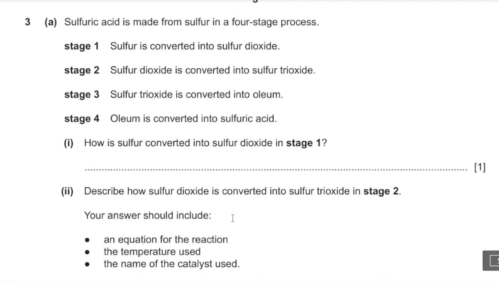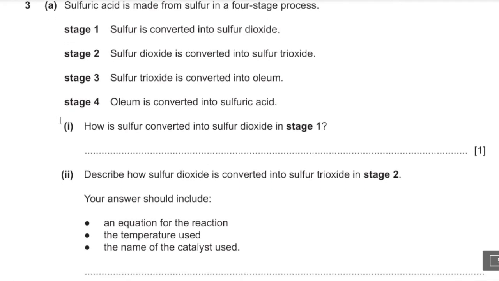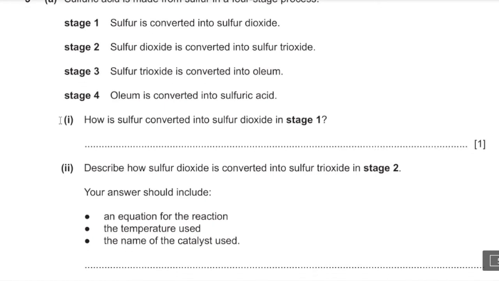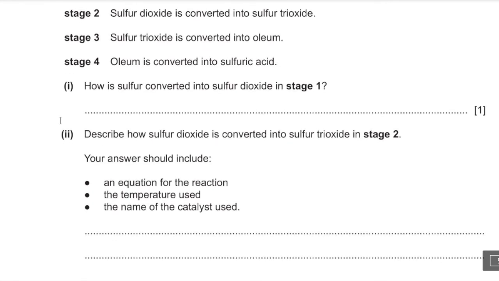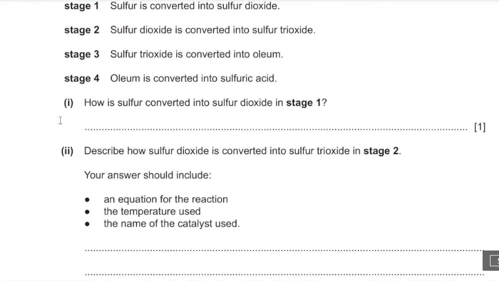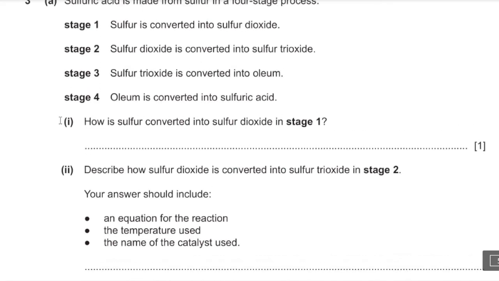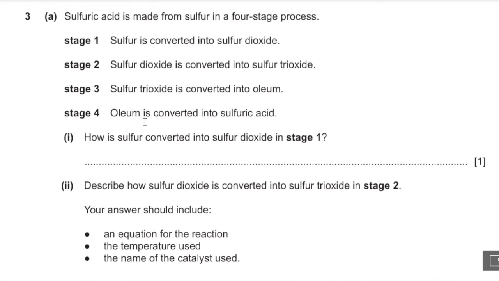Three A. Sulfuric acid is made from sulfur in a 4-stage process. Stage 1, sulfur is converted into sulfur dioxide. Stage 2, sulfur dioxide is converted to sulfur trioxide. Stage 3, sulfur trioxide is converted into oleum. And in stage 4, oleum is converted into sulfuric acid. How is sulfur converted into sulfur dioxide in stage 1? So this is addition of oxygen, and that is done by heating sulfur in air.